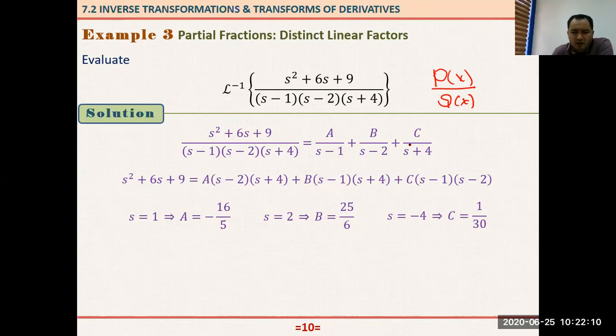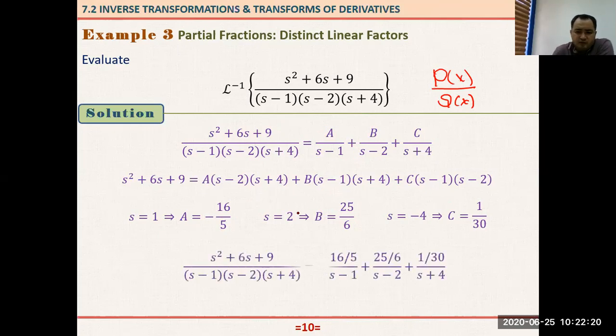And actually, all these numbers are constant numbers, and using the linearity property of the Laplace transform, I can just take them out, right? So now if I write this fraction, this thing is equal to minus 16 over 5 times 1 over s minus 1, plus 25 over 6 times 1 over s minus 2, plus c, that is 1 over 30 times 1 over s plus 4.